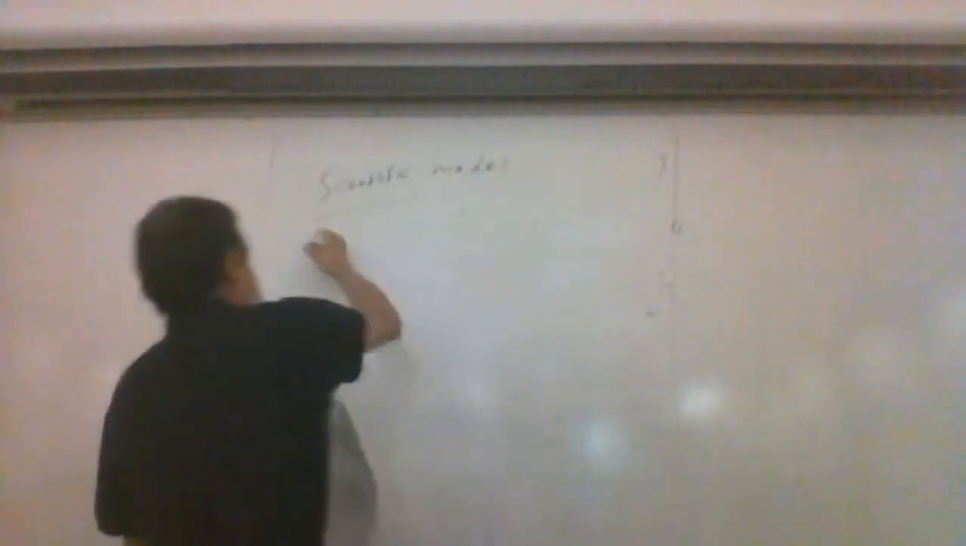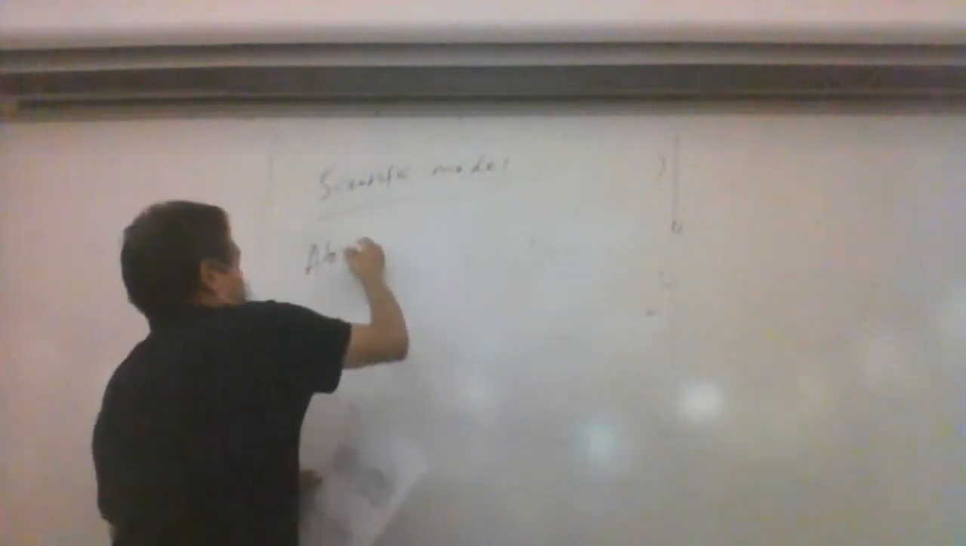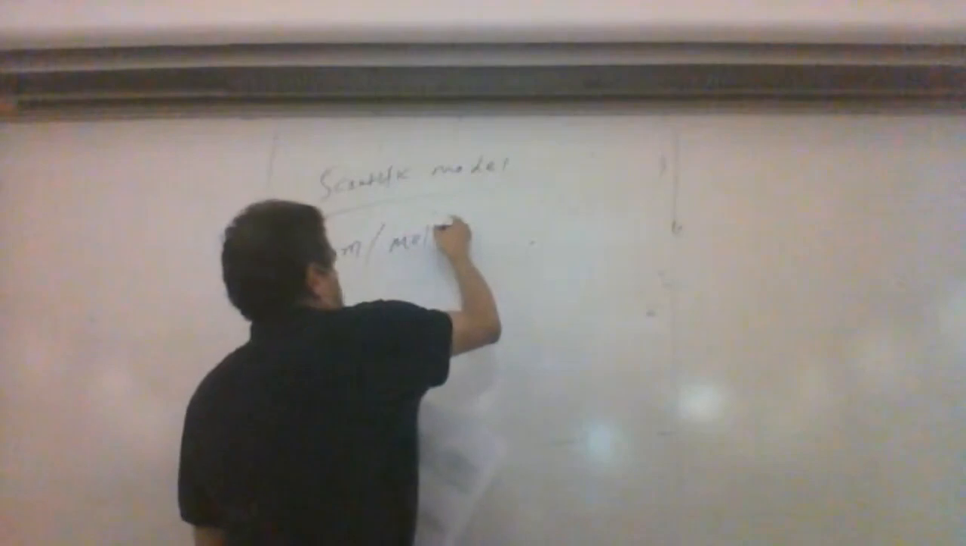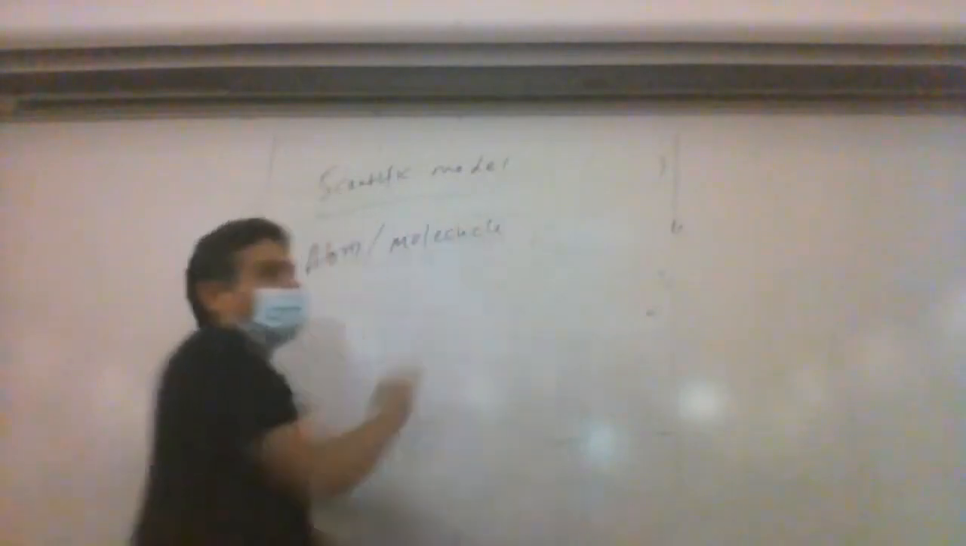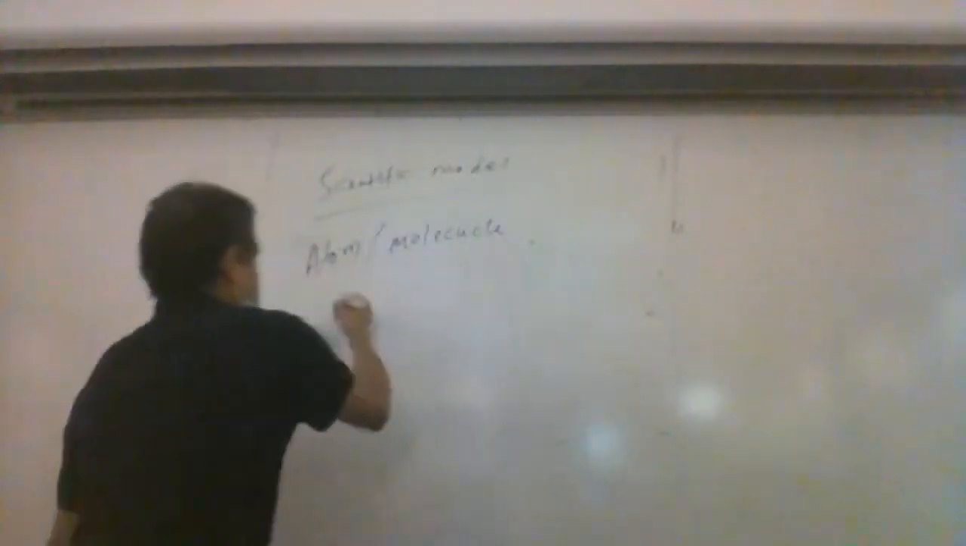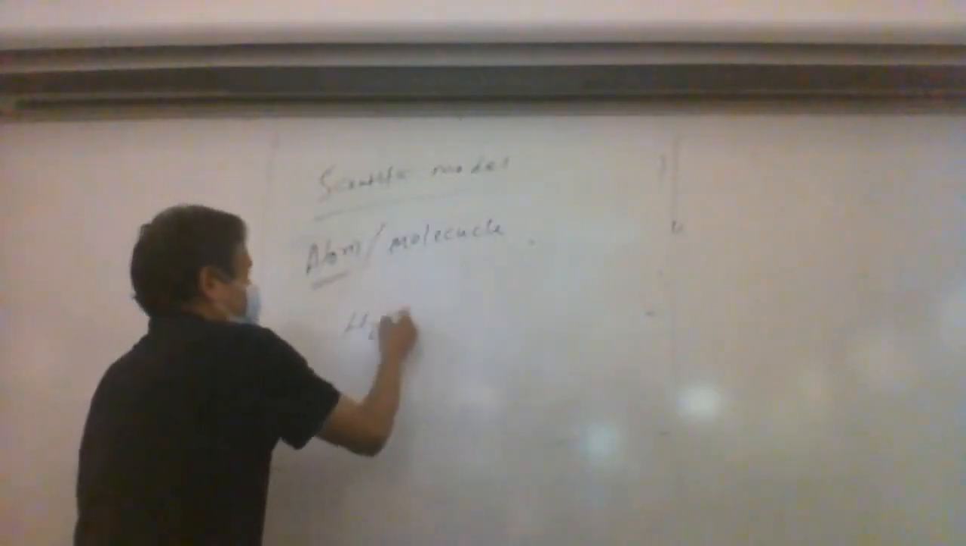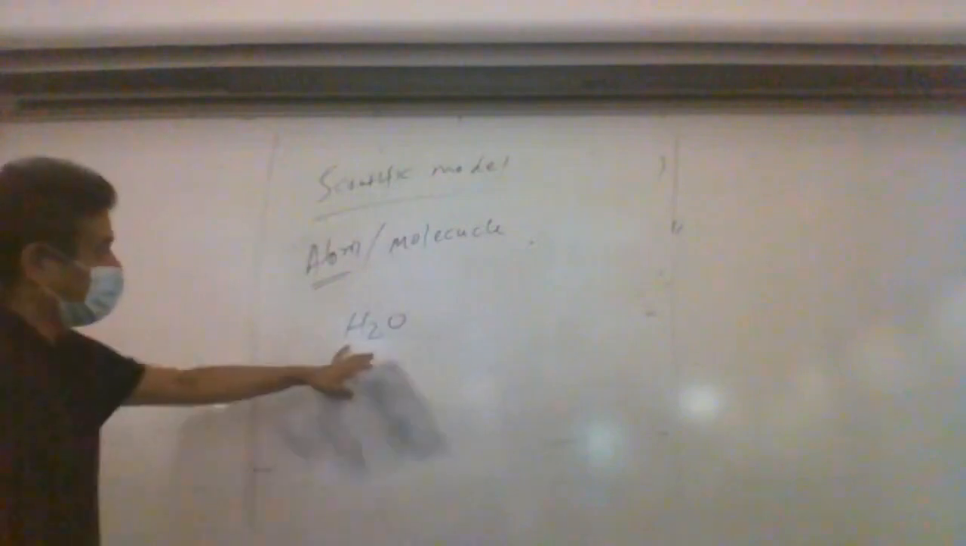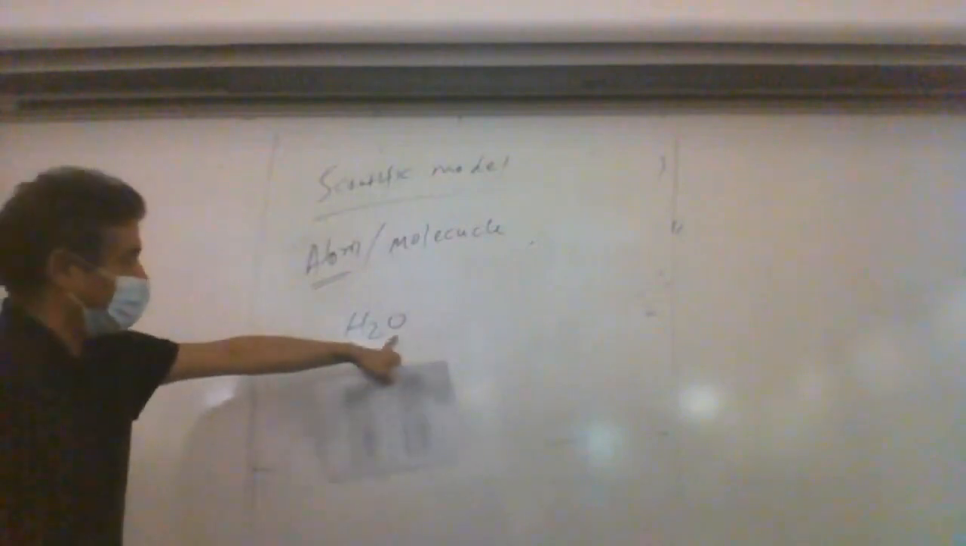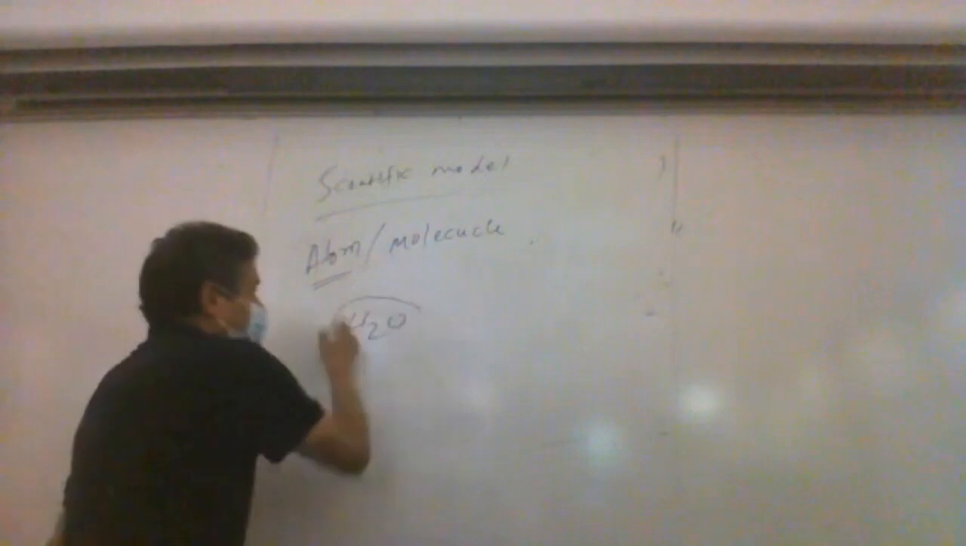So what is the atom? We will be repeating this atom and molecule all along this course, so I don't define here what is a molecule and what is an atom. Let's say in H2O, there are two atoms of hydrogen and one atom of oxygen here. So this is a molecule, you see.